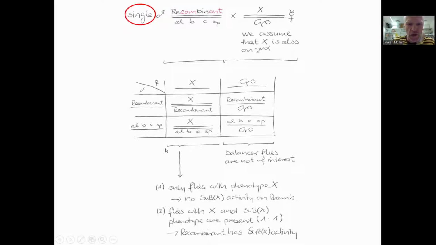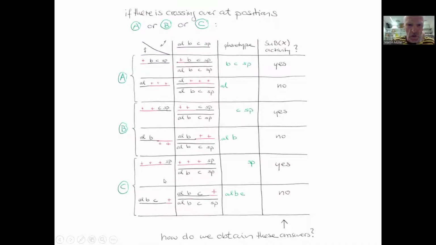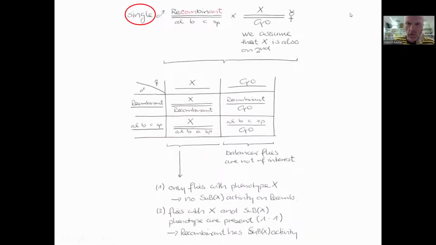One could also say we take just all the males which have this phenotype here and cross them with these virgins. Why is that not a good idea? Anybody can tell me?